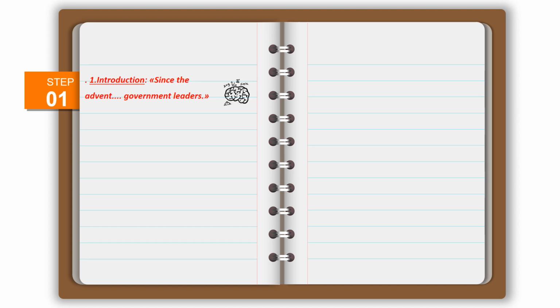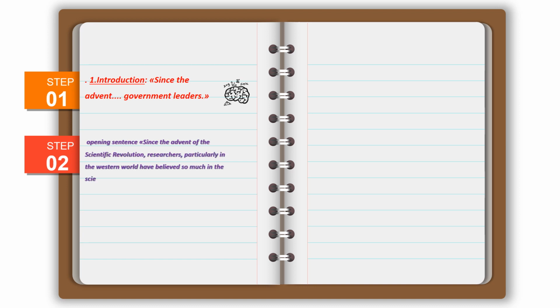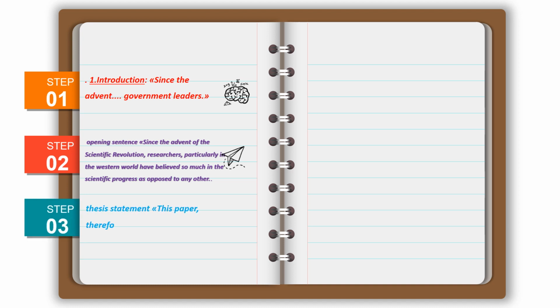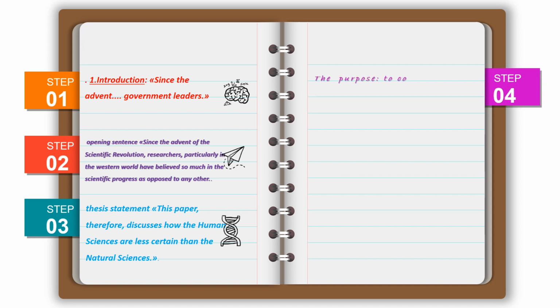This part mostly contains the following: an opening sentence, which is "Since the advent of the scientific revolution, researchers, particularly in the Western world, have believed so much in the scientific progress as opposed to any other." A thesis statement, which is "This paper therefore discusses how the human sciences are less certain than the natural sciences." Then we have the purpose, which is to convince the readers that human sciences are less certain than natural sciences.